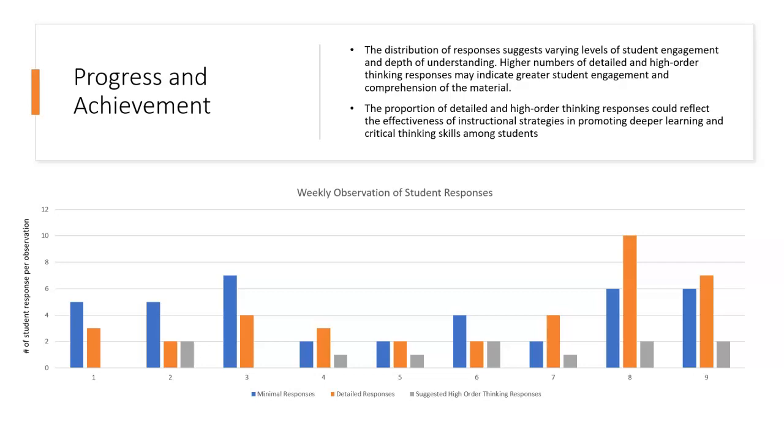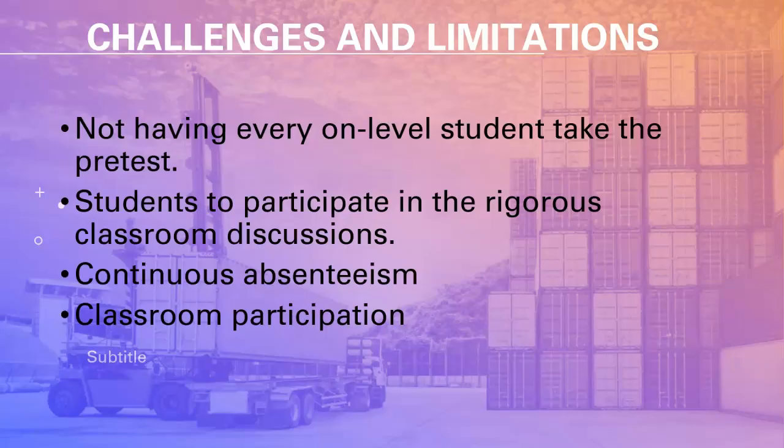Overall, the implications of this chart emphasize the importance of promoting student engagement, critical thinking, and the depth of understanding in the learning process, as well as the need for ongoing assessment and instructional adjustments to support all students' academic achievement. One of the challenges that I had in my study was that not every on-level student took the pretest.